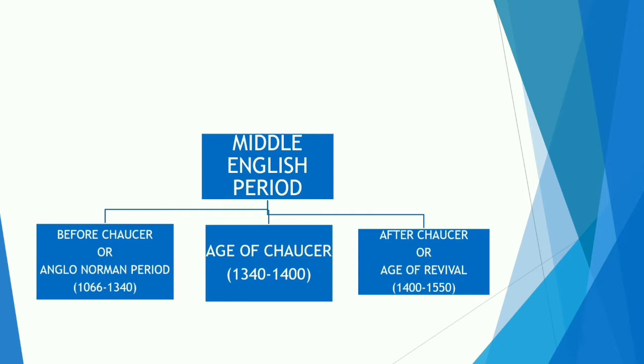Actually, from 1066 AD, the Middle English period started. For our better understanding, we can divide this Middle English period in three parts. The first part is the age before Chaucer or the Anglo-Norman period. The second part is the age of Chaucer. And the third part is the age after Chaucer or the age of revival. In this video, I will discuss the first part, Anglo-Norman period.